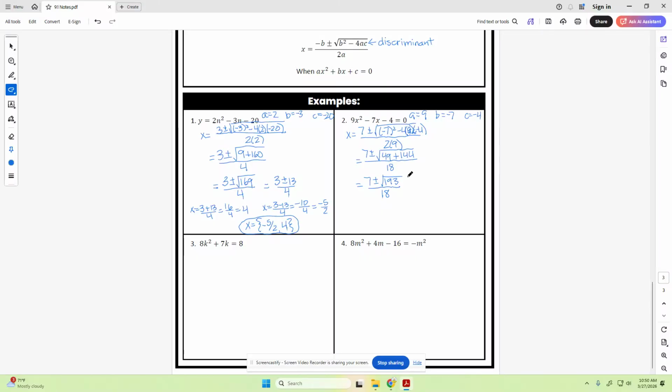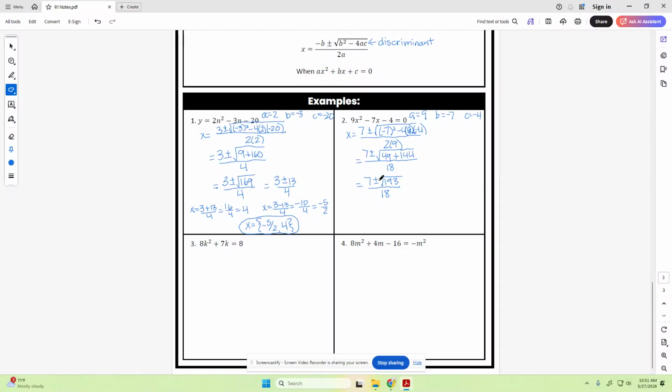For this particular one, we're done. What can make the quadratic formula difficult is that I do need to check to see if this radical will simplify. So sometimes that can take some work and some time. But in this case, there are no factors of 193 that are perfect squares. I cannot simplify it. This is my answer right here.